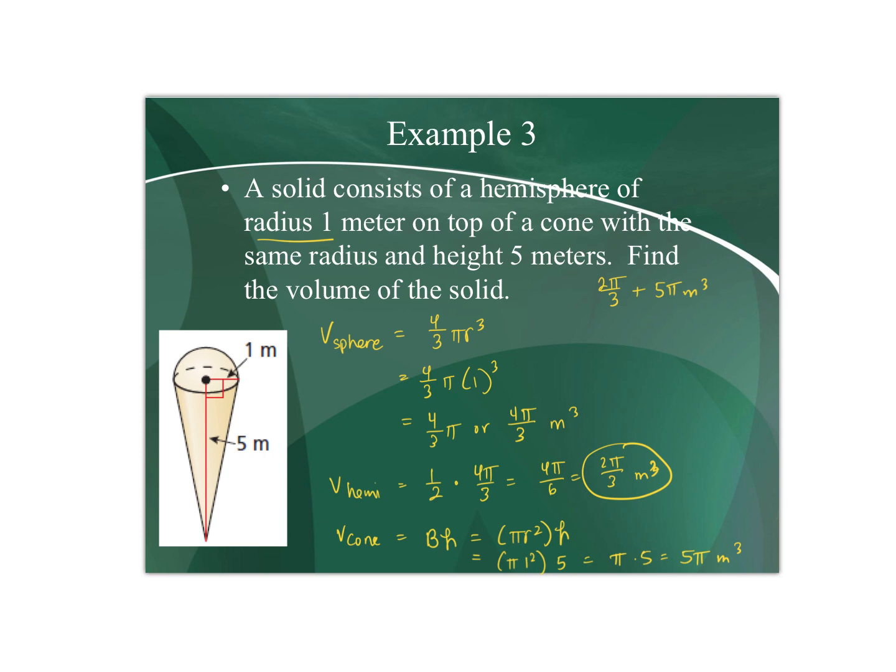Now, if I wanted to leave it over 3, I'm going to convert 5 pi to 15 pi over 3. Why do I do that? Because it's equivalent to 5 pi, but now my denominators are the same, and I can see that my answer is 17 pi over 3 meters cubed if I wanted to leave it as a fraction. If I didn't want to leave it as a fraction, I would just do 17 divided by 3, and I would get 5.7 pi meters cubed. And I can always multiply by pi to get my final answer. That's it. So this is the volume of the composite shape right here.